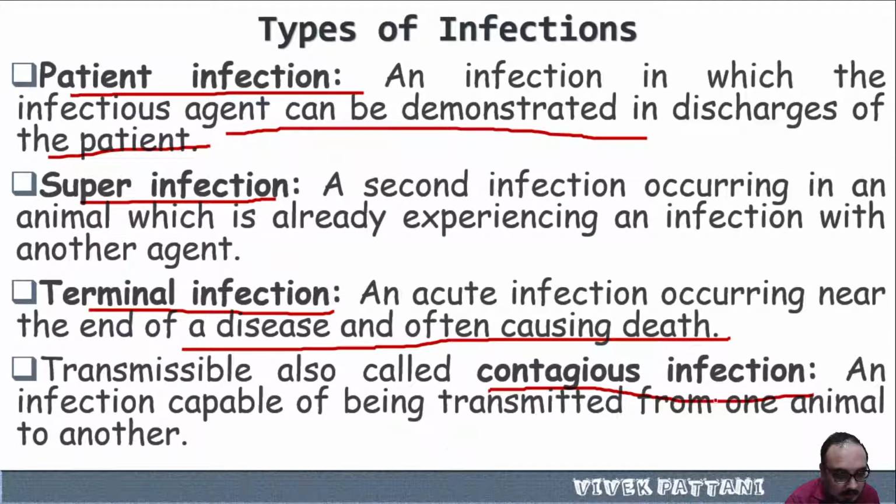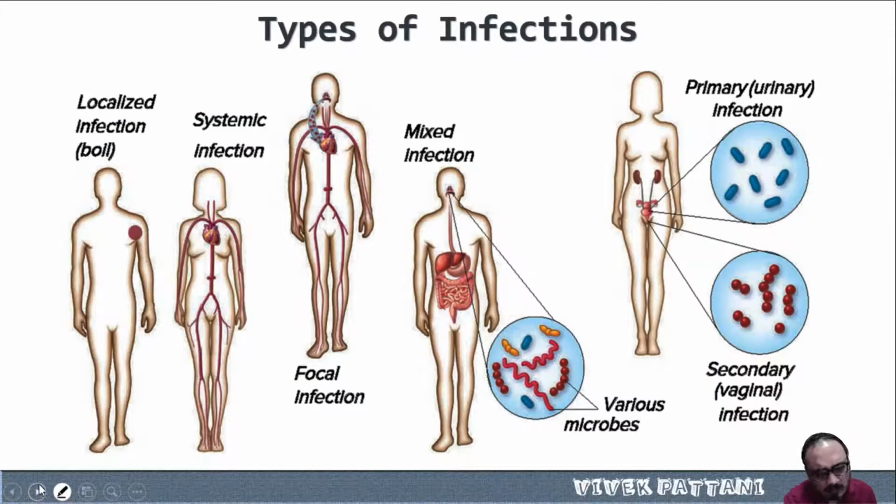Now the word contagious infection. Transmissible infections are also called contagious infections, an infection capable of being transmitted from one animal to another, or from one human being to another human being. That is called a contagious infection, and there is a variety of them.